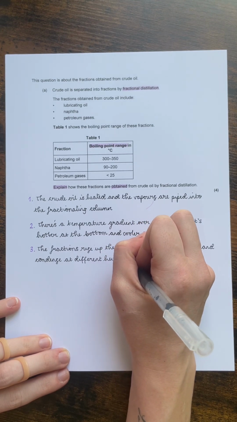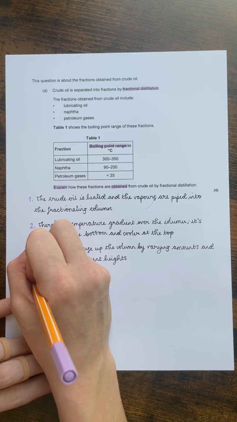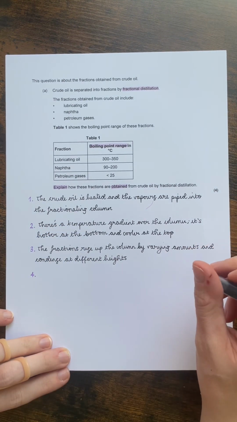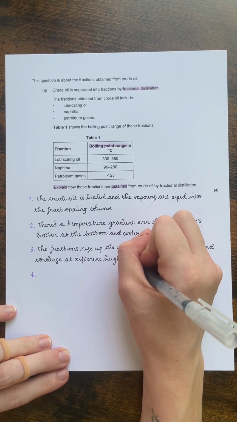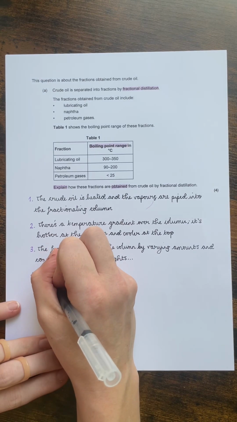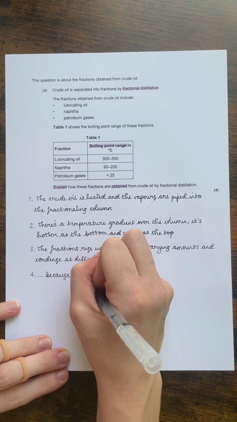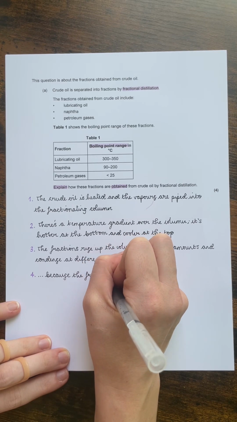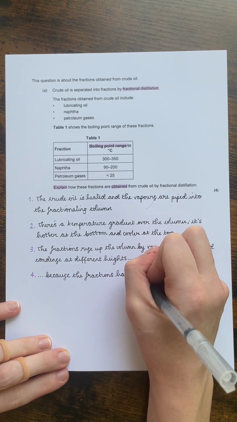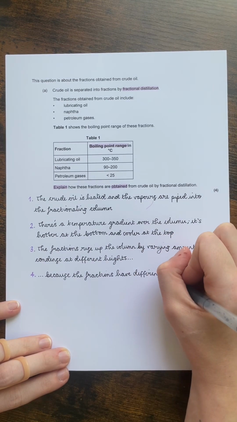And the reason why they condense at different heights is our final point, which is they have different boiling point ranges. So the fractions rise up the column by varying amounts and condense at different heights because the fractions have different boiling point ranges, as we can see in table 1.